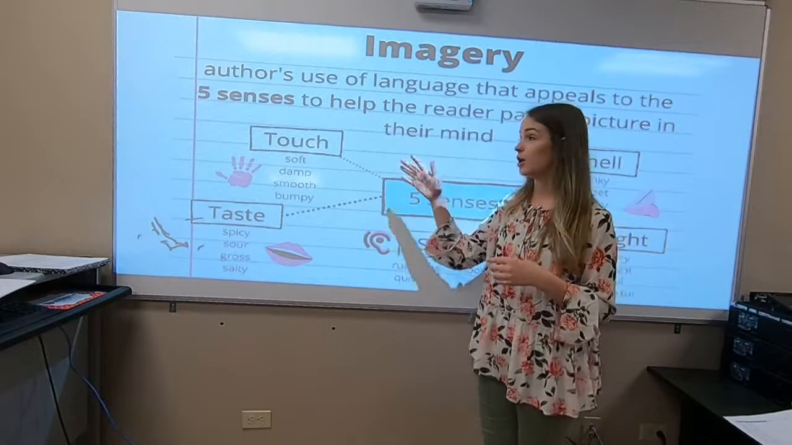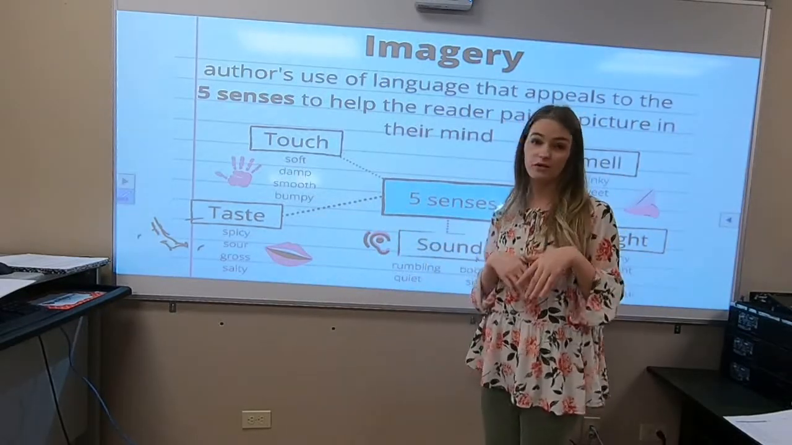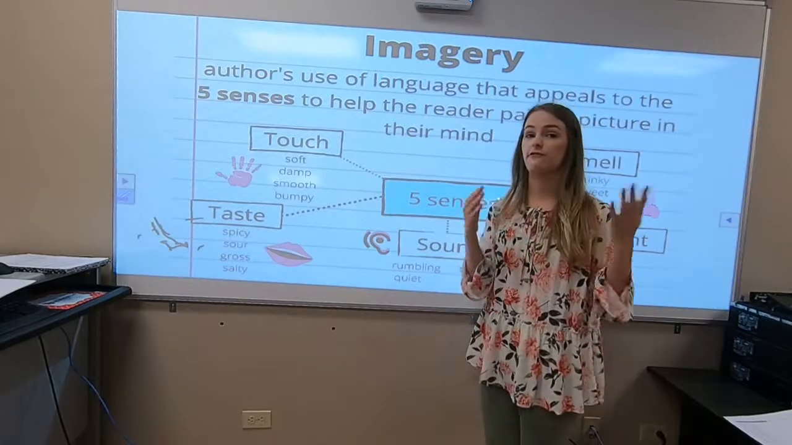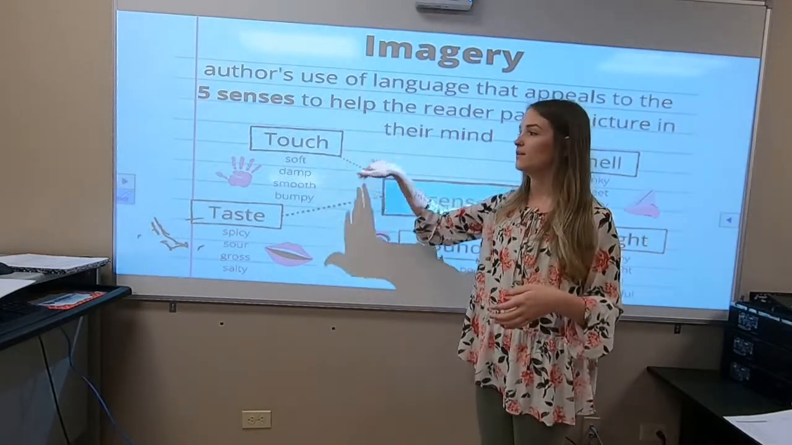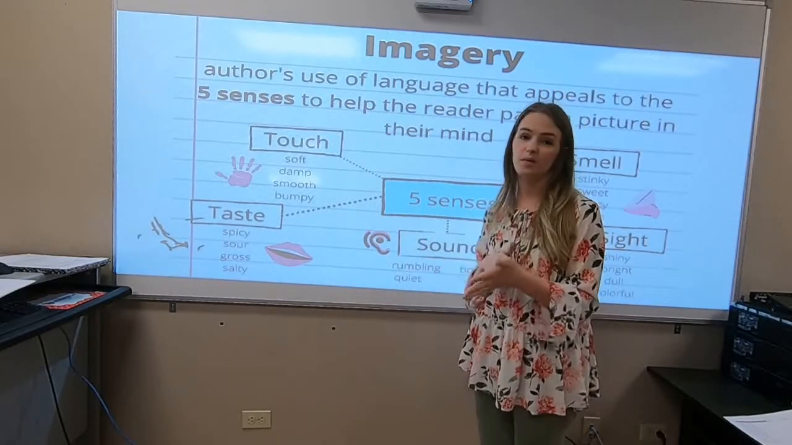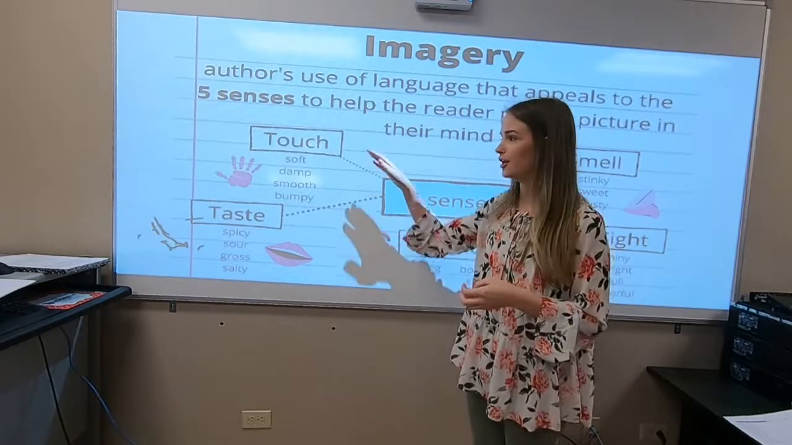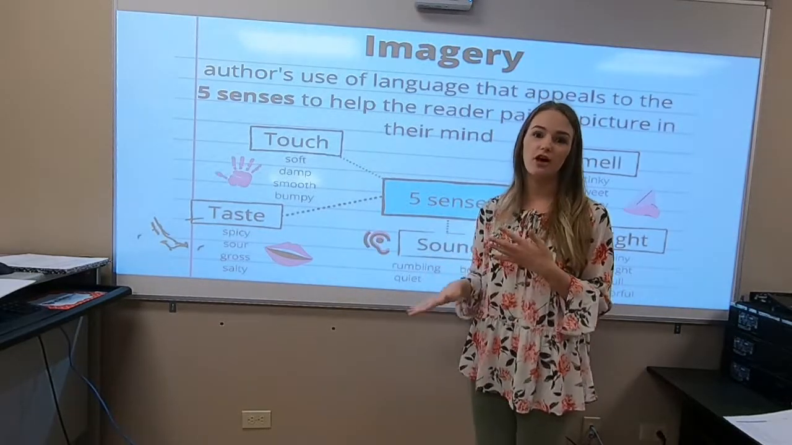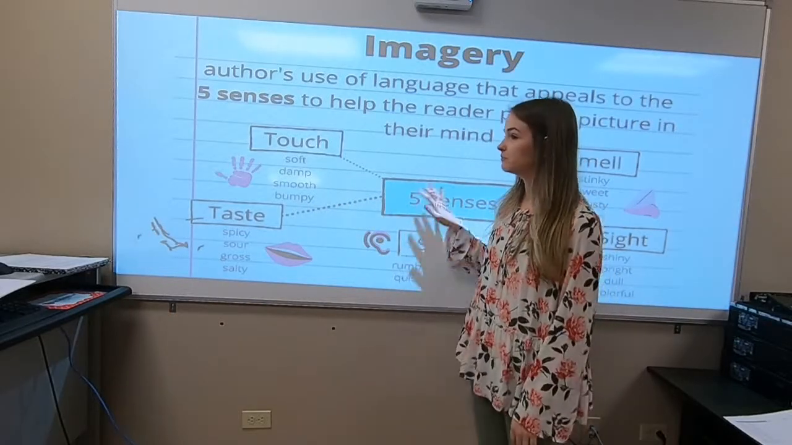Then we can also describe how something tastes. If it's spicy, sour, gross, or salty, are just a few examples. And then lastly, we have how something feels when we touch it. So it could be soft, damp, smooth, or bumpy. I know one of my 4th graders just got a new puppy, and he said how soft the puppy is. So that is how it feels when you touch it.